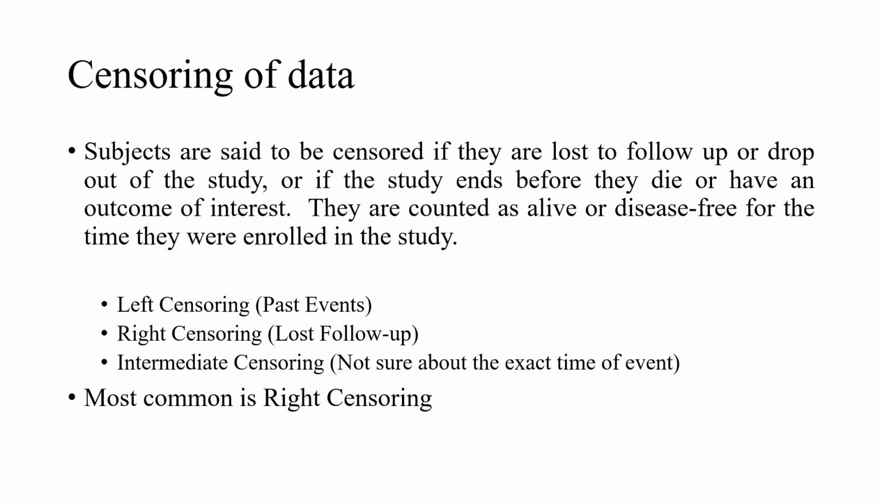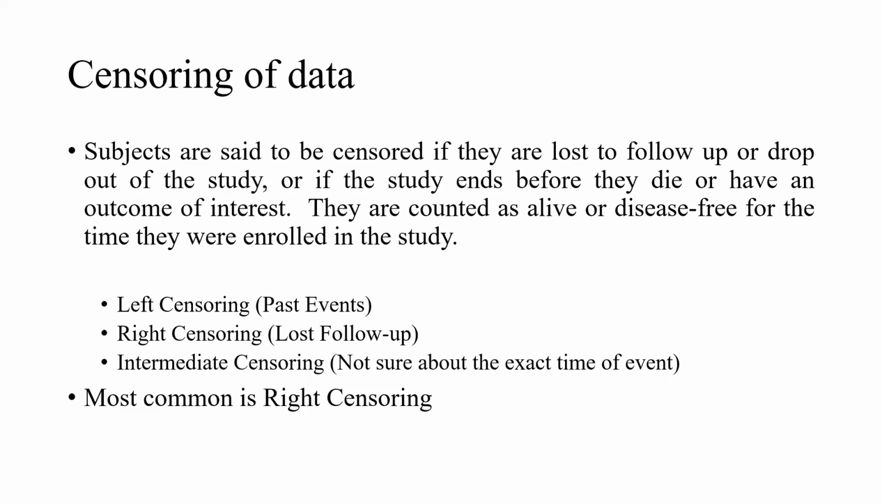So censoring of data means subjects are said to be censored if they are lost to follow up or drop out from the study, or if their study ends before they die or have an outcome of interest. So basically, censoring means we are following that subject, but we don't know at what time the event happened. So censoring is basically associated with the specific event.